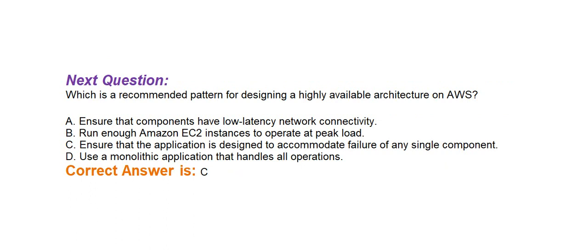Next question. Which is a recommended pattern for designing a highly available architecture on AWS? Option A, ensure that components have low latency network connectivity. Option B, run enough Amazon EC2 instances to operate at peak load. Option C, ensure that the application is designed to accommodate failure of any single component. Option D, use a monolithic application that handles all operations. Correct answer is option C, ensure that the application is designed to accommodate failure of any single component.